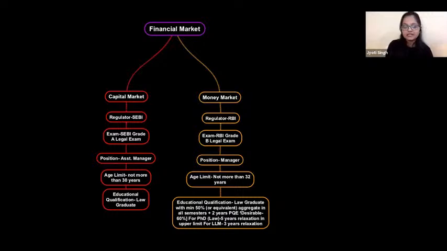And here, this desirable thing is basically for the percentage that I just stated. And in case you have done your PhD, then you get a relaxation of 5 years in the upper limit. So for PhD students, they can be eligible to sit for the exam till the age of 37. And for LLM, there is a relaxation of 3 years. That is, those people would be eligible to sit for the exam till the age of 35.